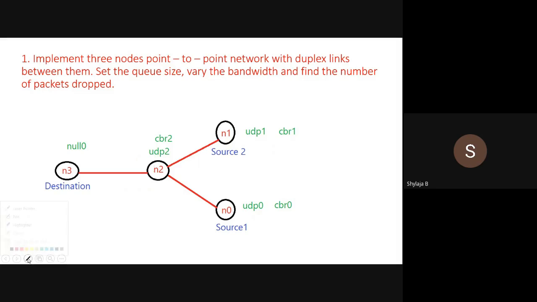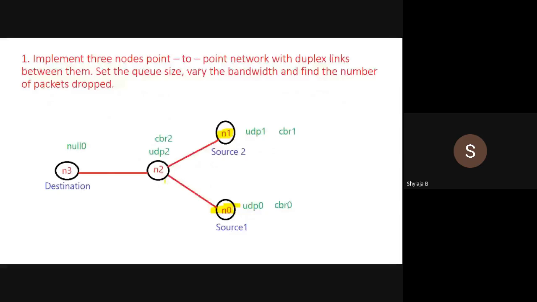So we have the topology. As you can see here, we have four nodes. Out of four nodes, two nodes are sending nodes, N0 and N1, and one is the receiver. Node 0 and node 1, these two are sending nodes. And node 2 is the intermediate node which connects N0 and N1 to the destination node, that is N3.